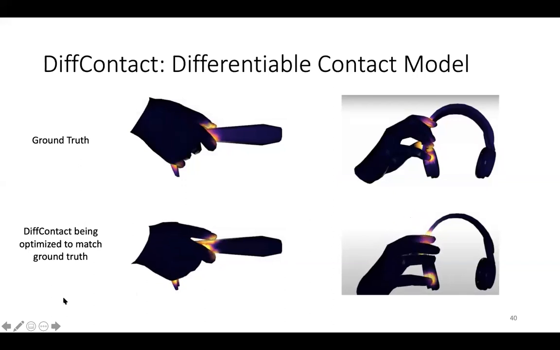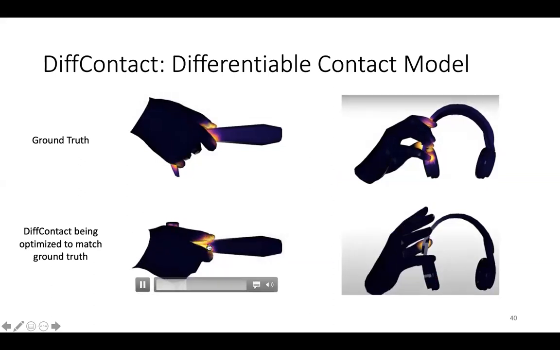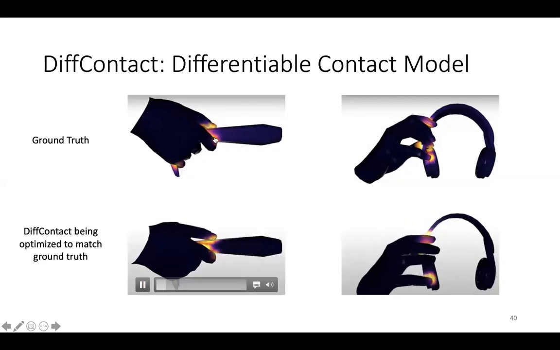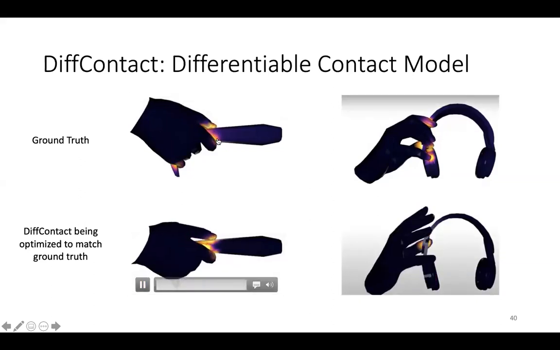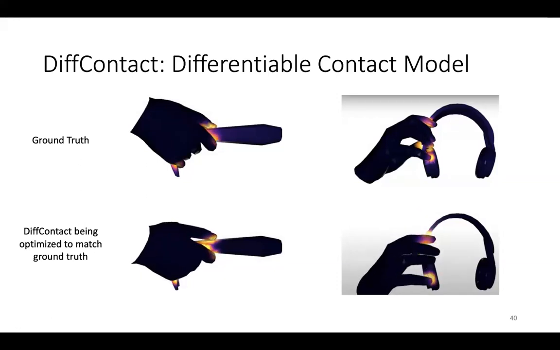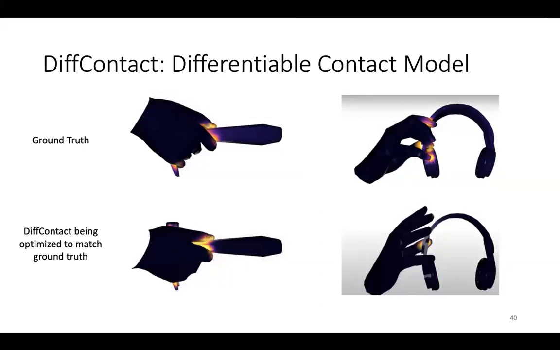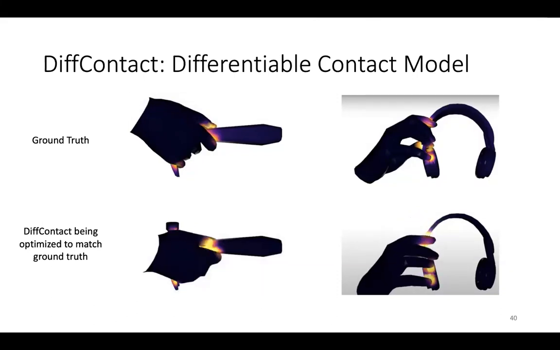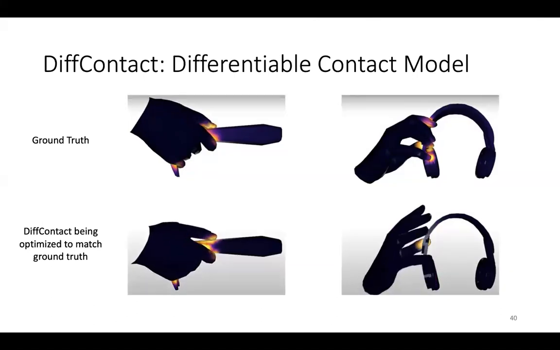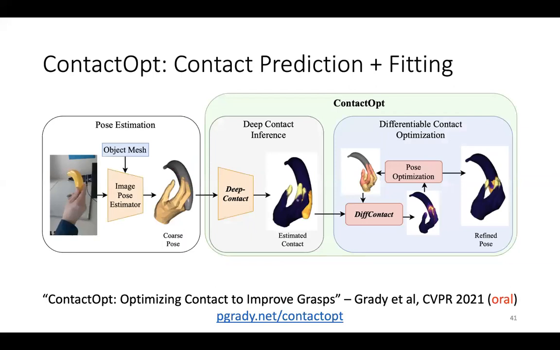to optimize for the parameters of the Mano hand model, such that the contact map that is generated from that differentiable contact model matches with either the ground truth contact map or the contact map predicted by that contact prediction neural network that I presented before. So using the combination of both of these, this can sit on top of existing hand pose estimation algorithms and allow us to reconcile the contact correctness of those grasps.